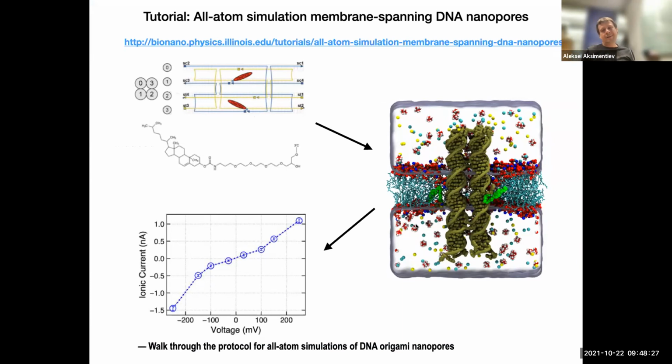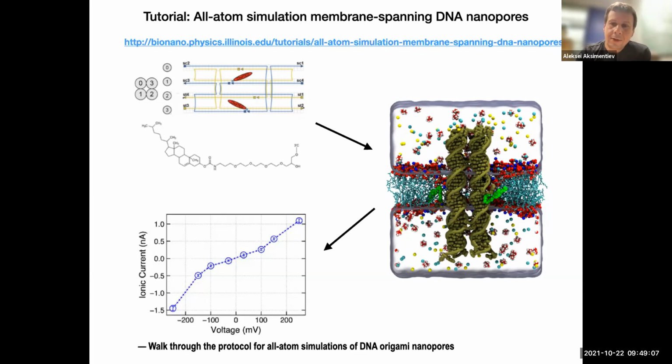This one is similar to the first one that I showed. It's an all-atom molecular dynamics tutorial. The difference is that the system that we describe there is a 4-helix bundle. It looks like that, but it also has those cholesterol anchors with a linker. So this tutorial describes how you go from this idealized design to a self-assembled DNA nanostructure embedded in the lipid bilayer membrane.